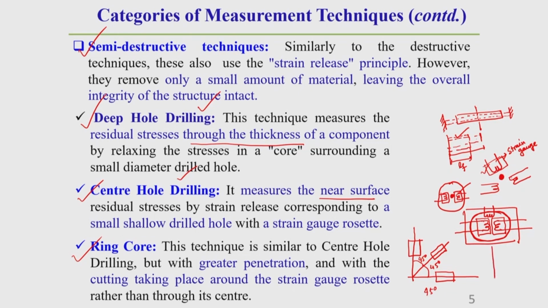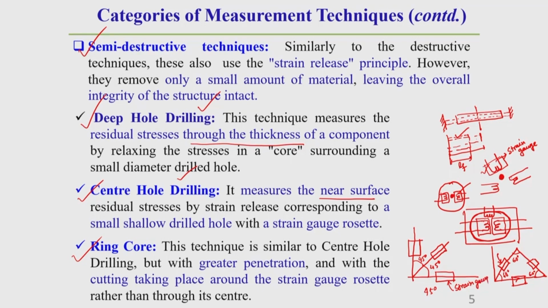There can also be a 60-degree strain gauge rosette. How is it? One strain gauge is horizontal, another is at a 60-degree angle with this horizontal axis, and another is at 120 degrees with the horizontal axis. So this is 60 degrees, this is 60 degrees and this is 60 degrees. These are all called strain gauges.